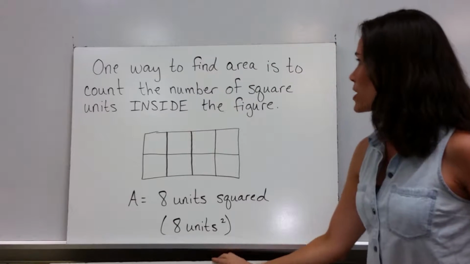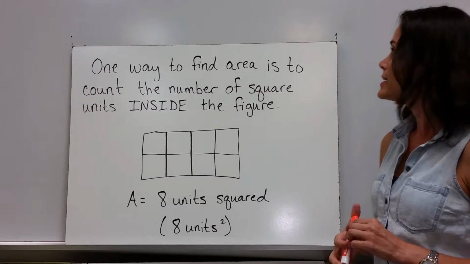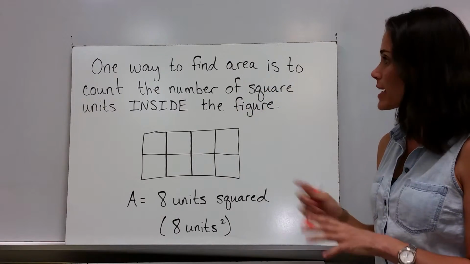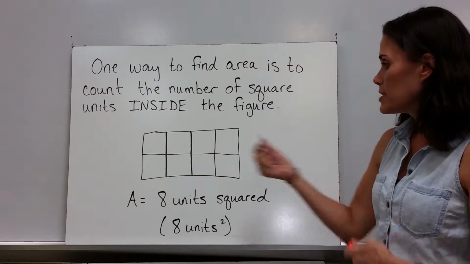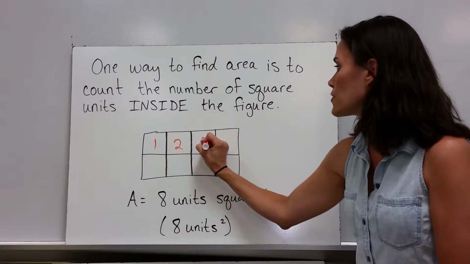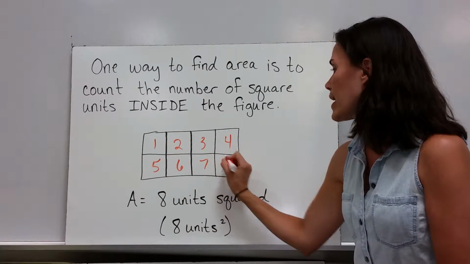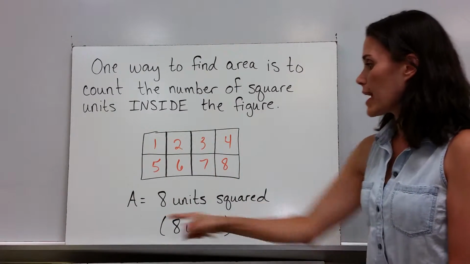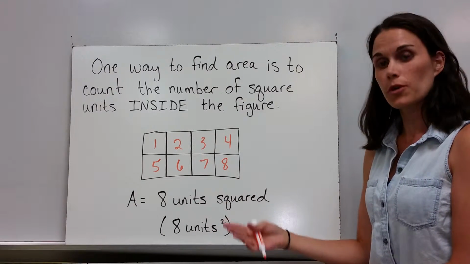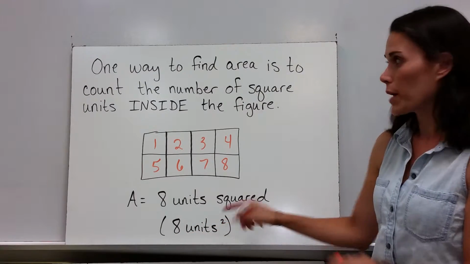One way to find area for a rectangle, which is what we focus on in 3rd grade, is to count the number of square units inside the figure. Again, we want the space inside. So you can see the square units. Let me go ahead and count them. 1, 2, 3, 4, 5, 6, 7, 8. So this figure has an area of 8 units squared. You could say it either way, 8 square units or 8 units squared, and it's written this way, 8 units squared.